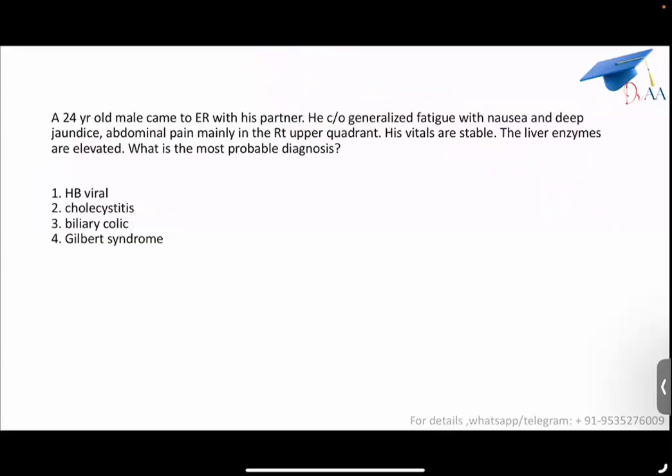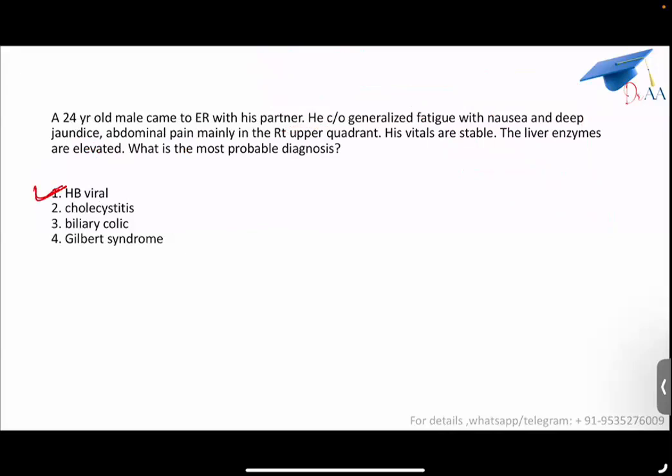A 24-year-old male came to the ED with his partner, with complaints of generalized weakness with nausea and deep jaundice, abdominal pain, mainly in the right upper quadrant. His vitals are stable. The liver enzymes are elevated. What is the probable diagnosis here? Viral hepatitis. Hepatitis B virus. Viral infection is what we are suspecting here.